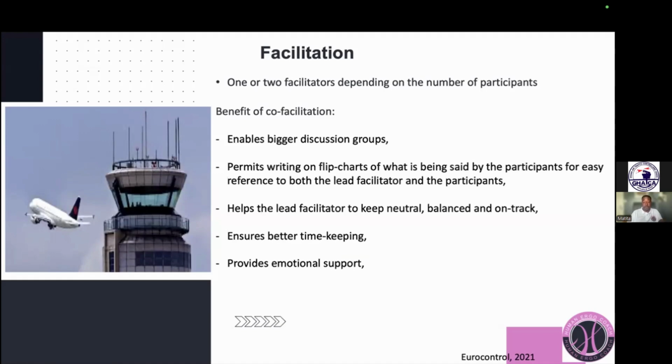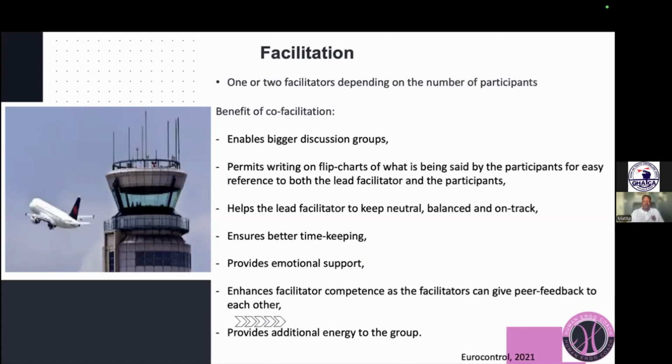Especially if you're facilitating with a difficult group of controllers. It also enhances facilitator competence, as the facilitators can give peer feedback to each other, and it also provides additional energy to the group. Because remember, TRM is not about presenting slides. It's about facilitating discussions between peers about a particular topic of interest.